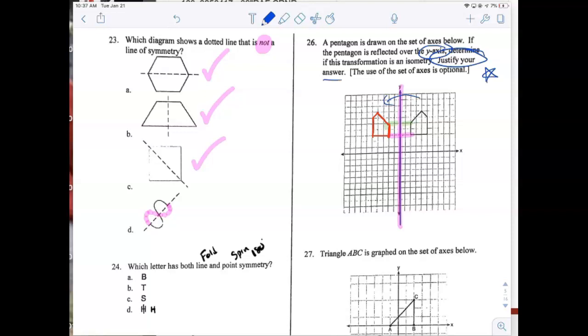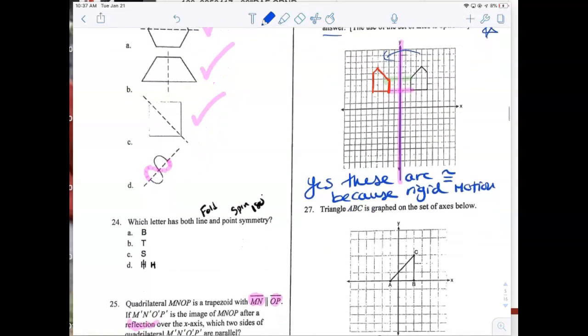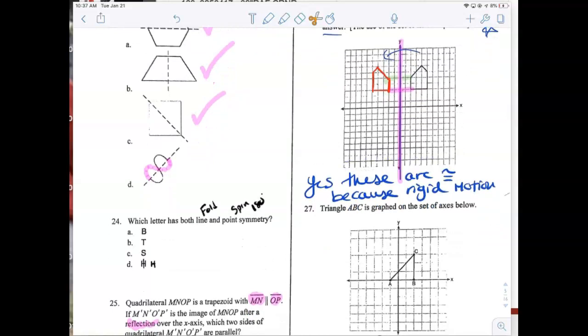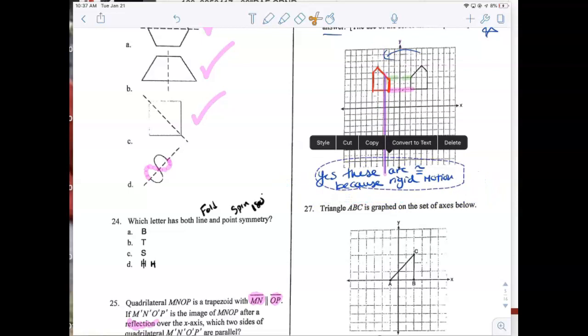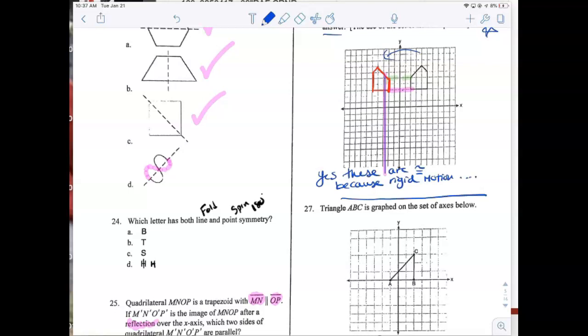How do you justify if something's an isometry? An isometry means that shapes are congruent after a transformation. And yes, these shapes are congruent because they are rigid motions, which means anytime you write the word rigid motion, you should also include the definition. A rigid motion preserves the size and the shape. So somewhere in your answer you should say yes, and then also include the definition of rigid motion here.